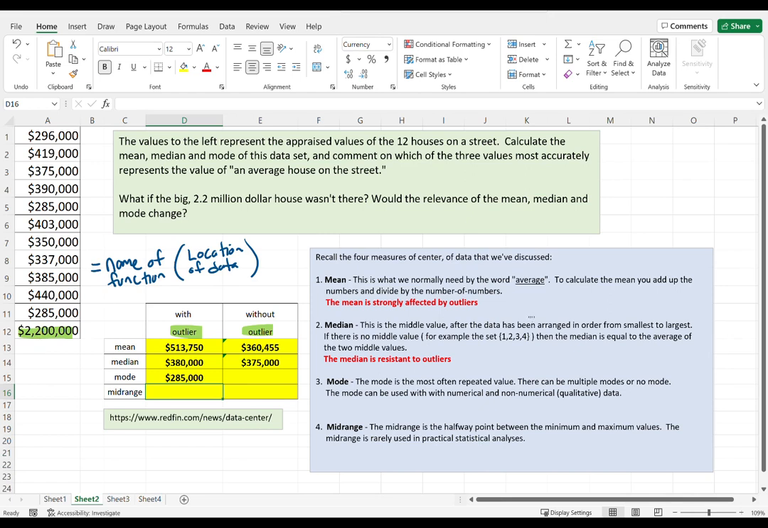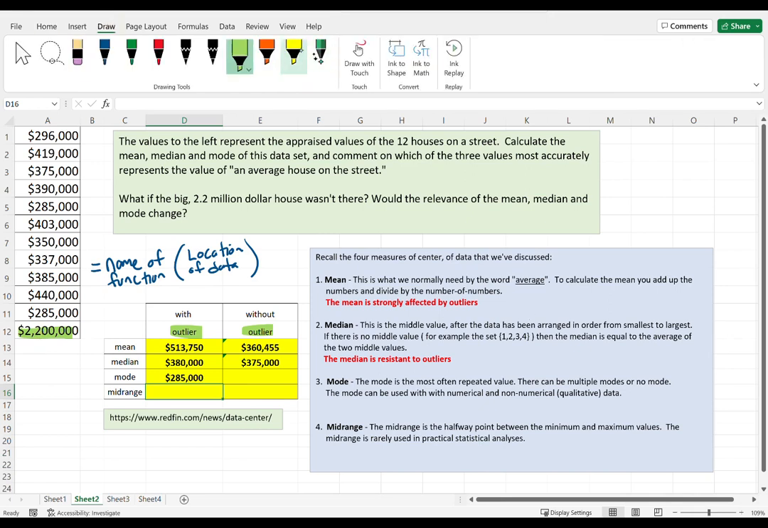You see 285,000 is repeated twice. So there's one here, and there's one somewhere out here. Okay, so mode is repeated value. So the mode is 285. And if we remove the outlier, it still should be the same mode because the mode is the most repeated value.